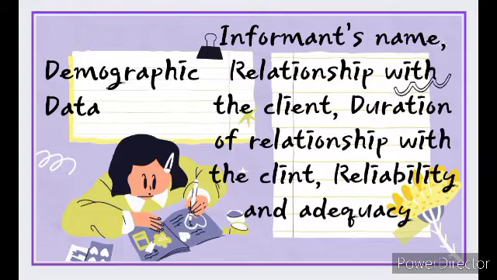Relationship with the client: if another person is available to provide the information for the client, then we have to write the relationship of that person with the client. Duration of relationship with the client: how long they have been together, that means from birth or 4 years or something else, we have to write.